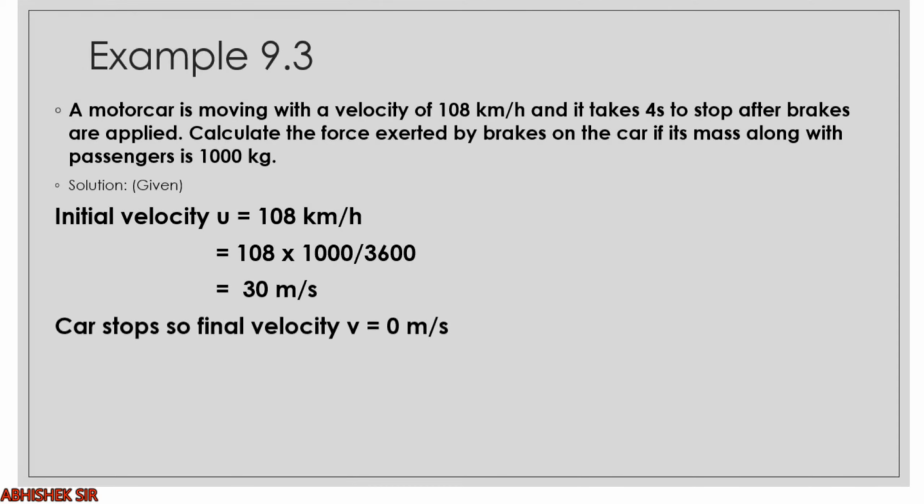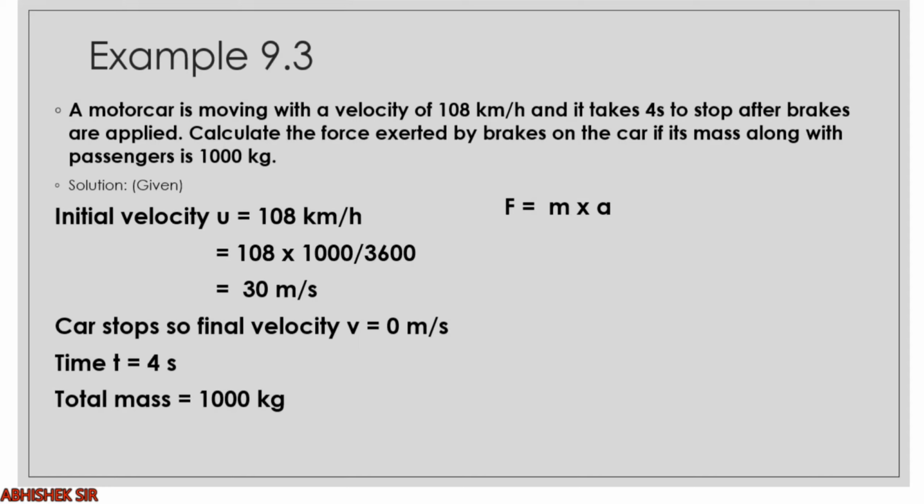Now, next information: the car is stopping. So what will be the final velocity? 0 meter per second. What is the time? 4 seconds. And what is the total mass? 1000 kilogram. So these are all the hints which were given in the question. Now, what are we finding? Force exerted. So F equals ma, right? But you see very carefully: is acceleration given? Not given.